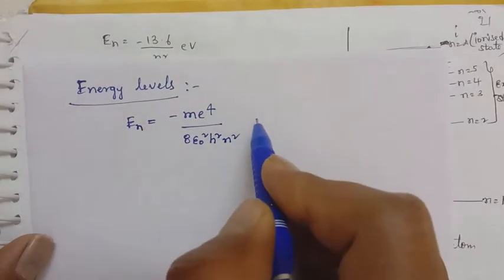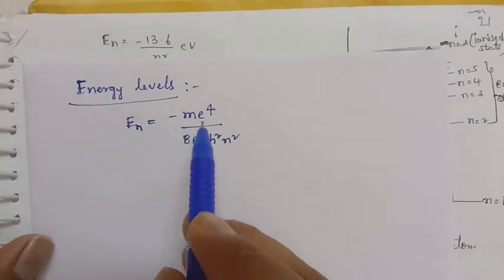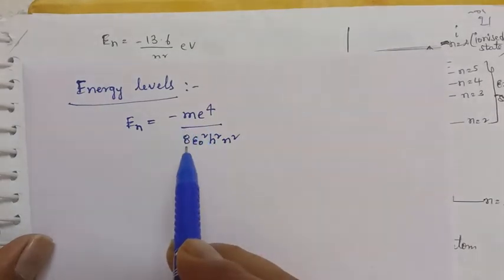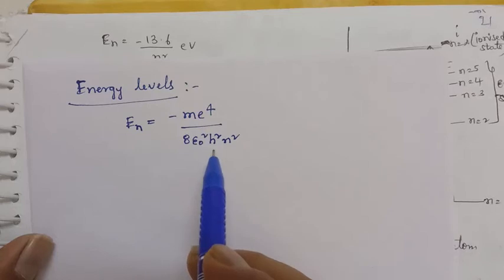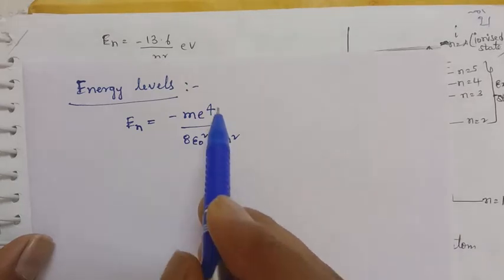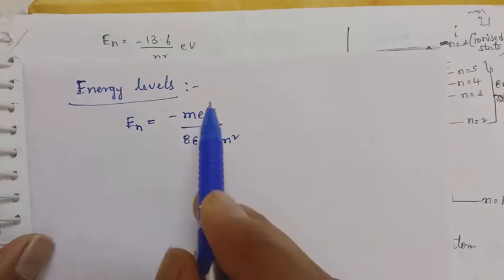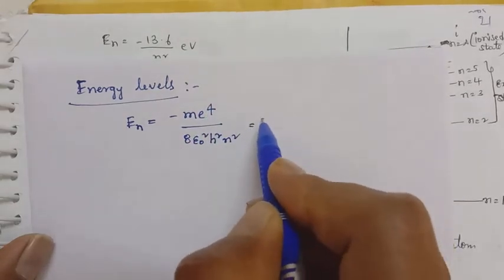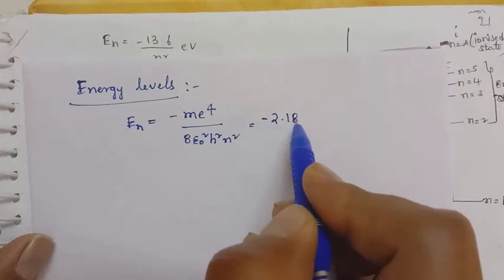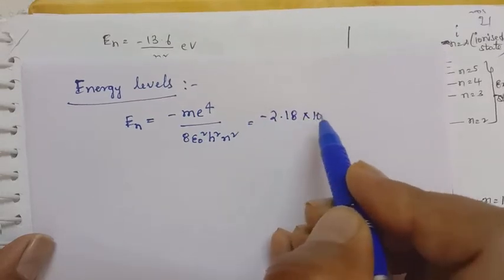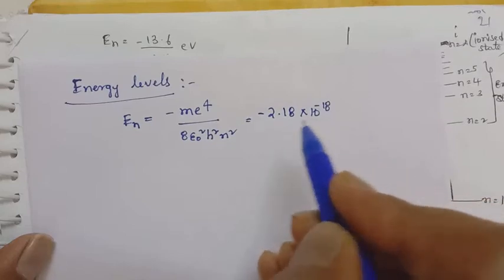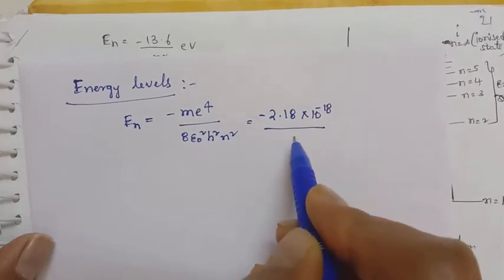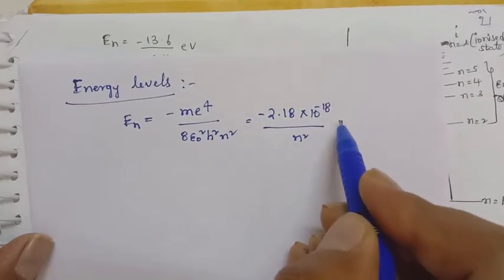In that, the mass of the electron, charge of the electron, 8, epsilon naught and Planck's constant are all constants. Then you have to substitute all these values. We are getting the term minus 2.18 into 10 to the power of minus 18 upon n square, in terms of joules.